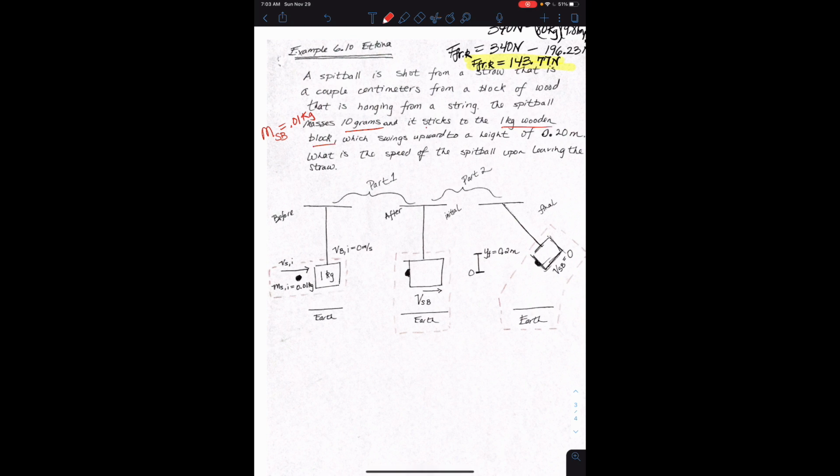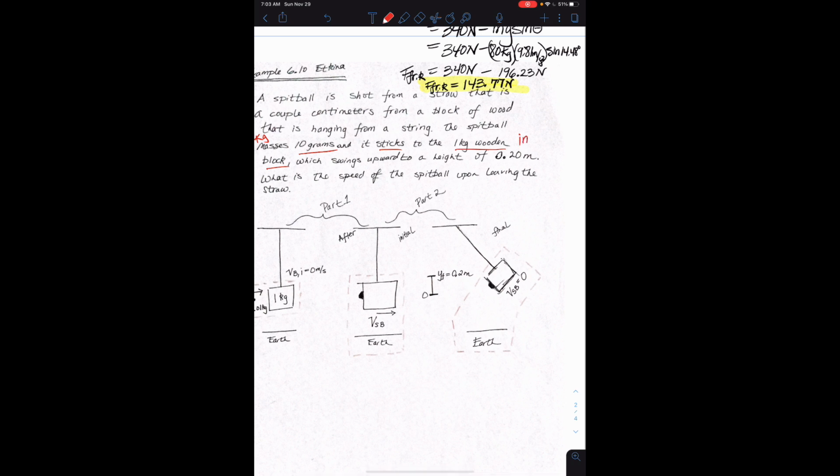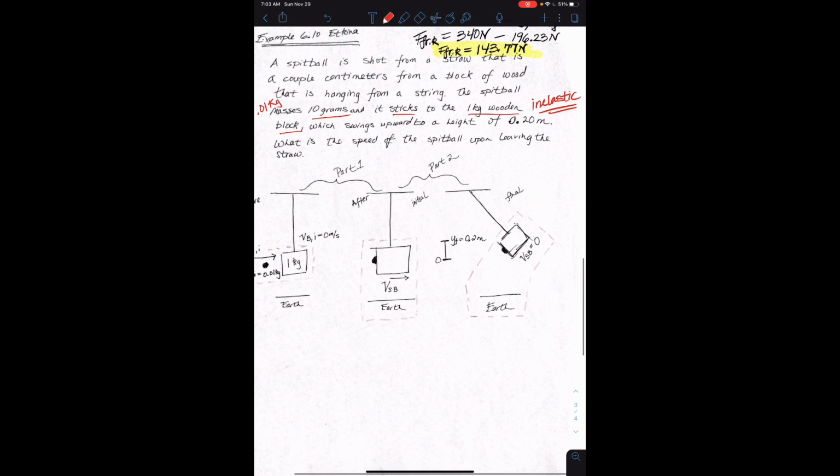And it sticks to the 1 kilogram wooden block. So if it sticks, we know this is an inelastic type of collision, which swings upward to a height of 0.2 meters. So the block is just hanging there, but then it's going to move to this upward position like a pendulum. What is the speed of the spitball upon leaving the straw?